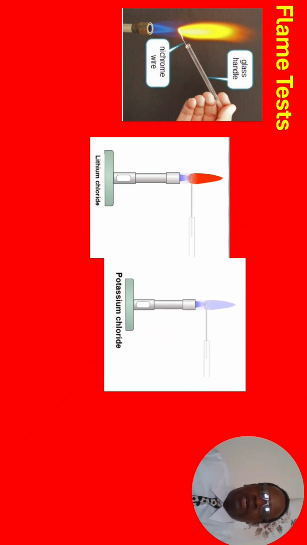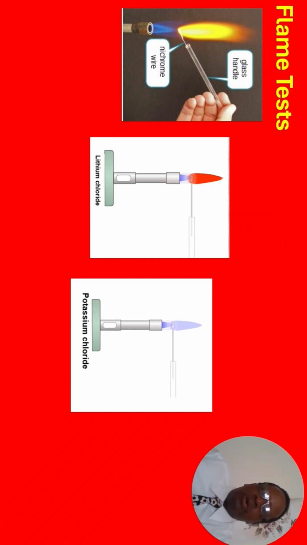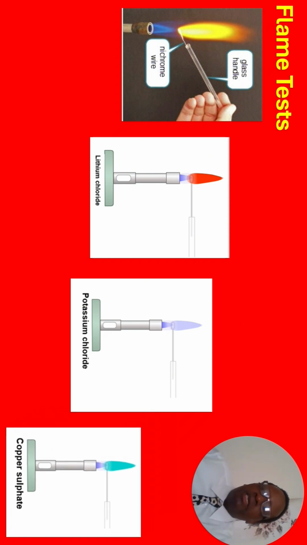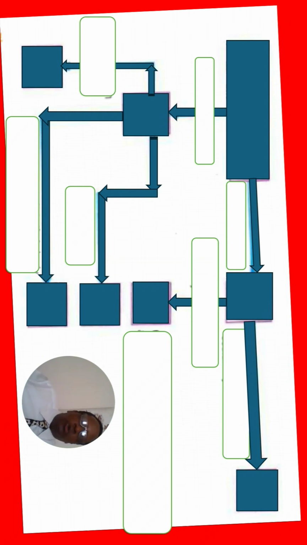If it is potassium, it's going to burn with a lilac flame. And if it's copper, it's going to burn with a green flame. Now then, we want to look at this process where we're doing precipitation reactions with sodium hydroxide.